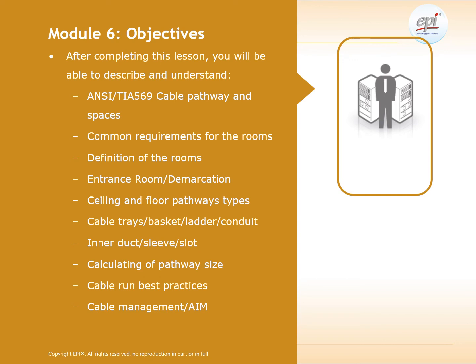How to calculate the pathway size based on how many cables? So there are some recommendations. And what is the cable run best practice? Say, for example, to avoid conflict with the airflow, something like that. And we also have the cable management. So how to do the cable management, especially for AIM nowadays, we have AIM, automatic infrastructure management. It is a combination of software plus hardware to auto detect the cable patching and to do the record, create a database, something like that.